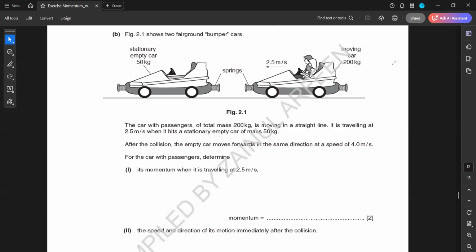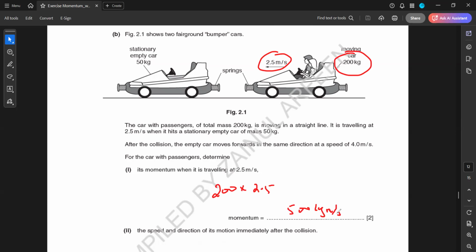How to determine the momentum? The mass of the passenger car is 200 and its velocity is 2.5. So to get the momentum, it will be 200 times 2.5. So what we'll get? We'll get 500 kilogram meters per second. That is the momentum when it is traveling at a speed of 2.5.